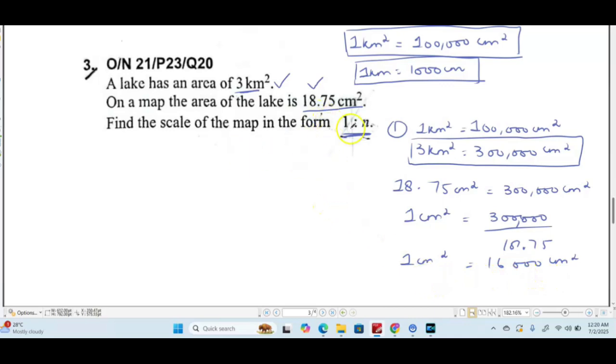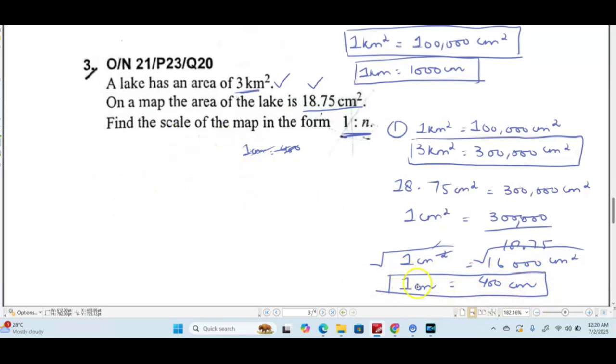But we need to find the relationship in the form of 1 centimeter to this many centimeters. So this should not be centimeter square, it should be just centimeters. So how do we get rid of this square? We just put a square root on both sides. So this becomes 1 centimeter and this becomes 400. So now we've reached a place where we wanted to reach, where everything has been converted into centimeters. So in 1:n, this will be written as 1:400, because now 1 centimeter on the map is equal to 400 centimeters.